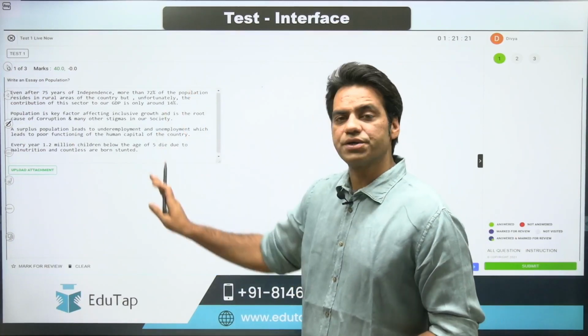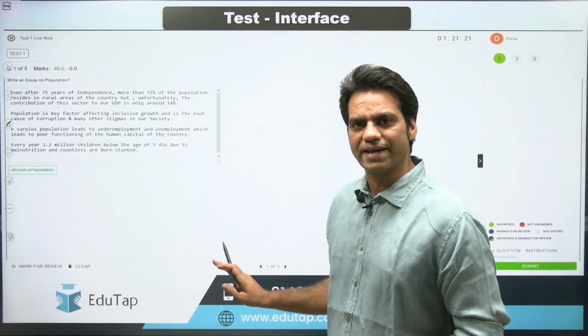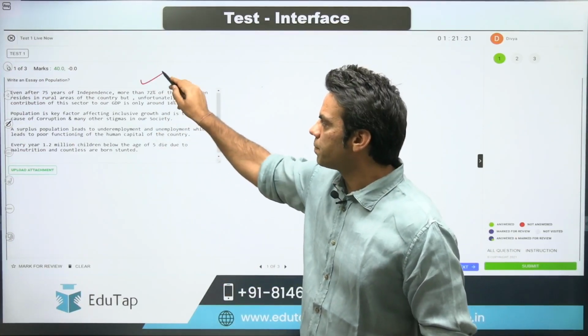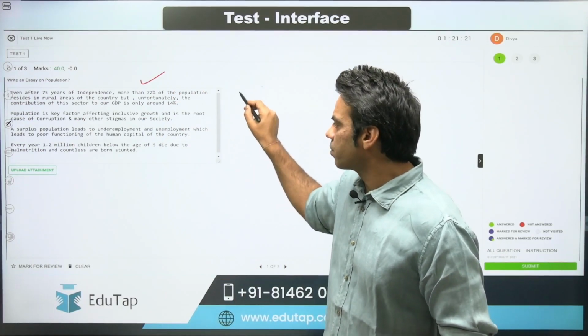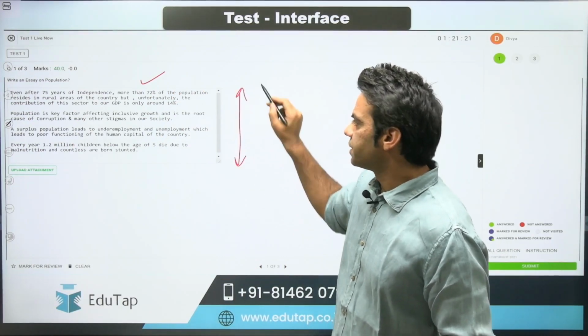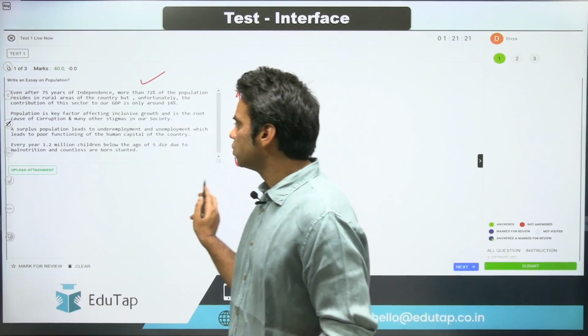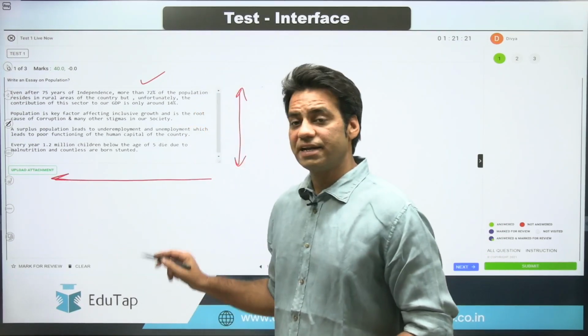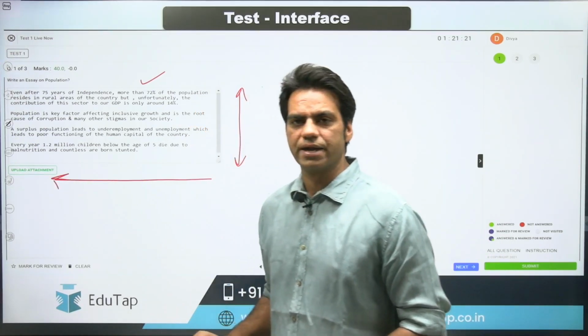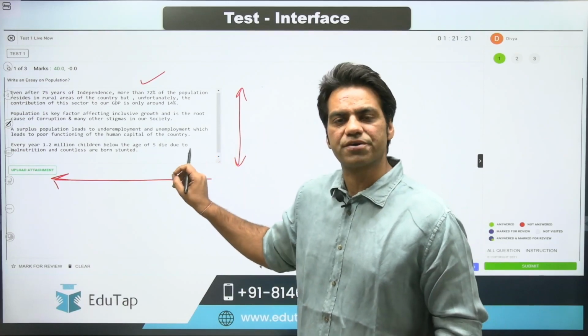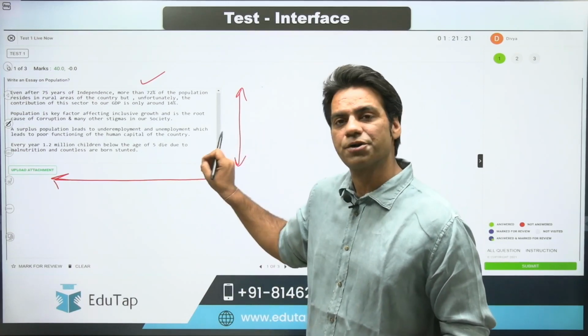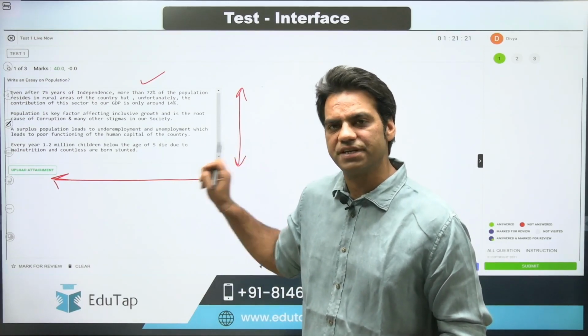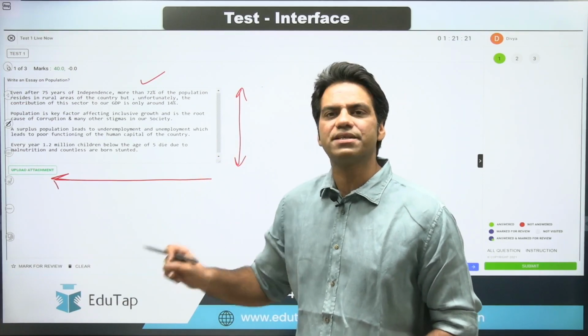So this is what your actual exam interface would look like. You will have a question on the top. You will have a dialog box where you will have to scroll up and down. You will have to scroll left to write your answers in there. So this is the trickiest part of this exam, because if you do not practice in this simulation, it becomes very difficult to complete the paper in time.